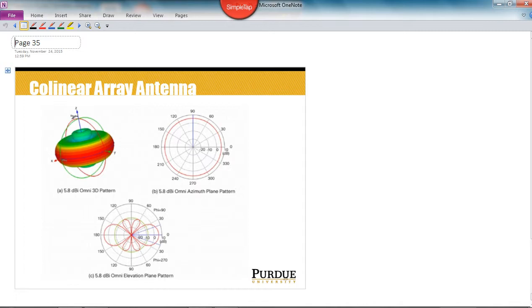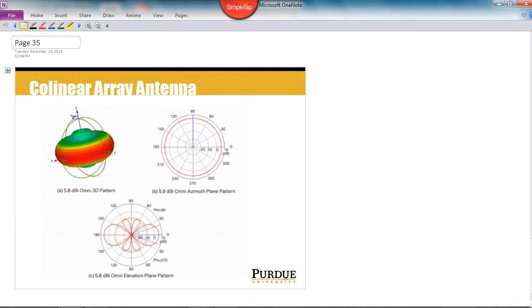And remember, gain doesn't imply that the antenna is creating any sort of power. It just means that the same amount of power is radiated in a more focused direction. And often these are called omni antennas. And here we're showing a typical pattern for an omni antenna in figure A.